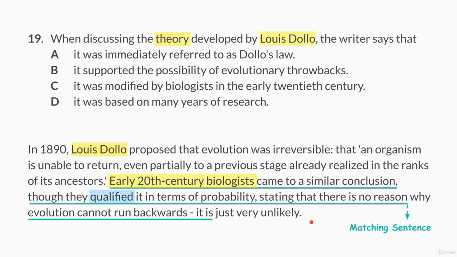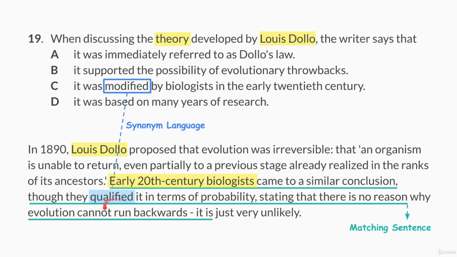And one thing that I want to point out is this term right here. Check this out. It says that early 20th century biologists qualified it in terms of probability. Qualified it. Guys, this is synonym language for modified. So they're saying that the early 20th century biologists altered the theory or modified this theory in some way.